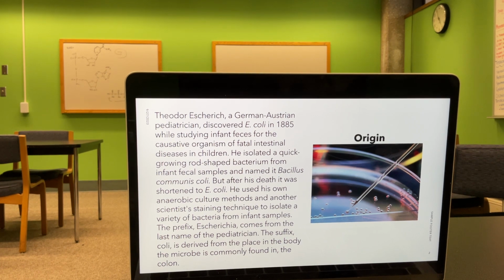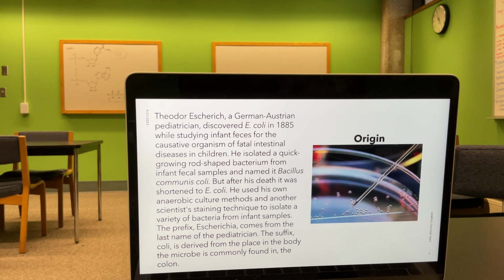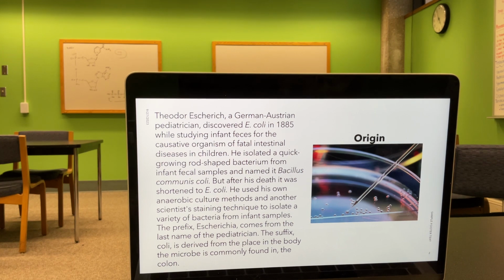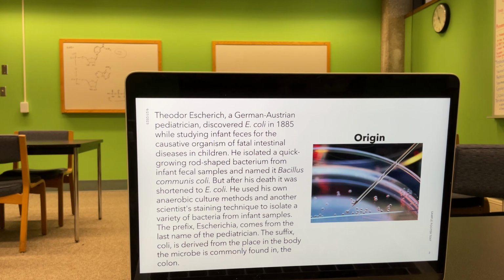He isolated a quick-growing, rod-shaped bacterium from infant fecal samples and named it Bacillus communis coli. But after his death, it was shortened to E. coli. He used his own anaerobic culture methods and another scientist's staining technique to isolate a variety of bacteria from infant samples. The prefix Escherichia comes from the last name of the pediatrician, Theodor Escherich. The suffix coli is derived from the place in the body the microbe is commonly found, in the colon.